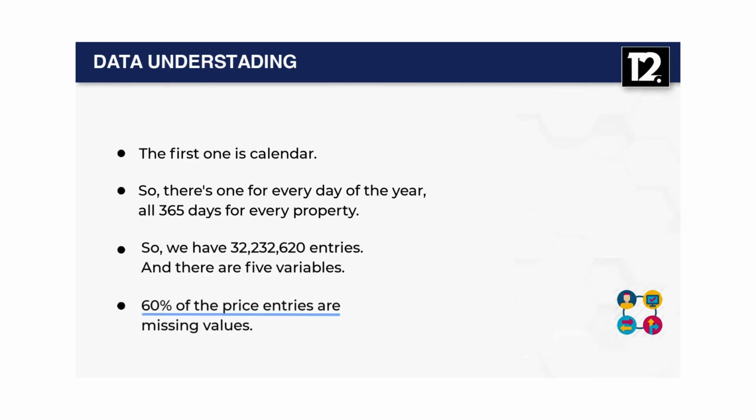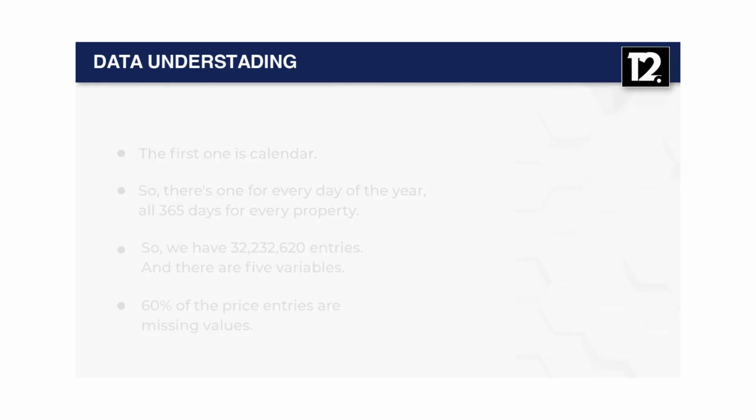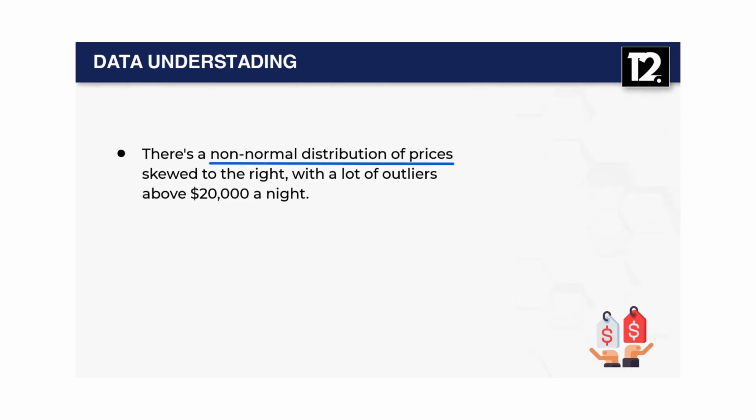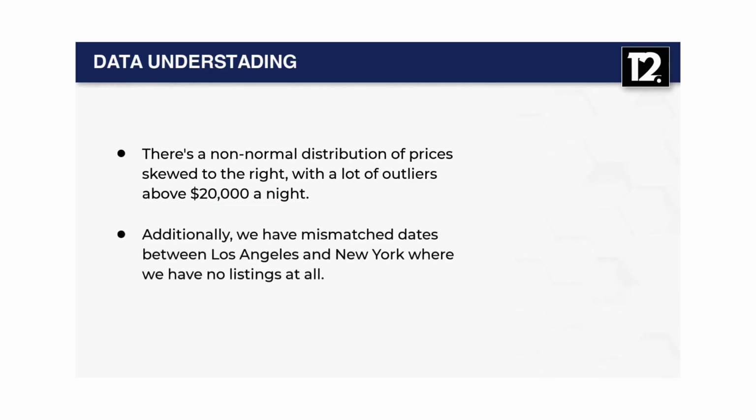60% of the price entries are missing values. There's a non-normal distribution of prices skewed to the right with a lot of outliers above $20,000 a night. Additionally, we have mismatched dates between Los Angeles and New York where we have no listings at all.